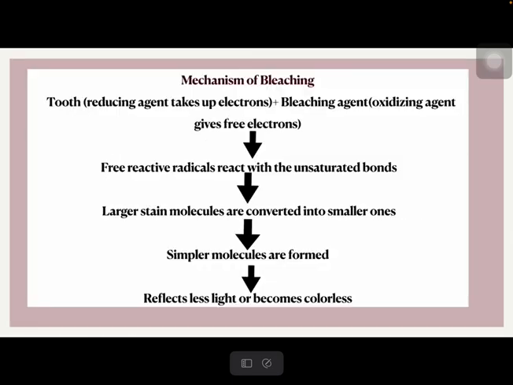The mechanism of bleaching is: here, the tooth acts as a reducing agent, so it takes up the electrons from the bleaching agent, which acts as an oxidizing agent, which gives free electrons to the tooth. And here, the free reactive radicals present in the bleaching agent react with the unsaturated bonds in the stains and convert these larger stain molecules into smaller and simpler molecules, so it reflects very less light or it becomes colorless.